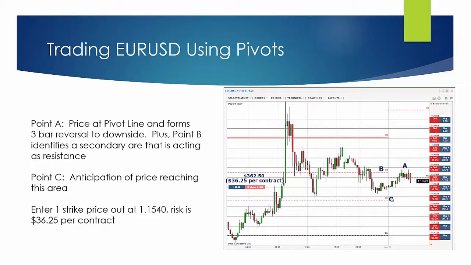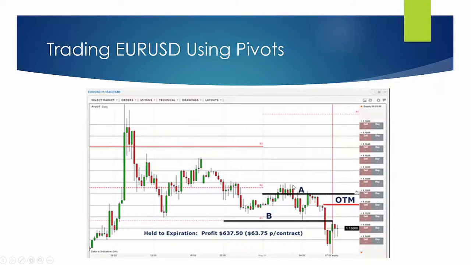But I also anticipate it going lower, so I went out on a 4-hour binary option. It's actually a daily expiration at 7 a.m. The risk per contract is $36.25, and I'm trading 10 contracts for a total risk of $362.50. Remember, we are at point A where we have formed a high and it's given us a 3-bar reversal.